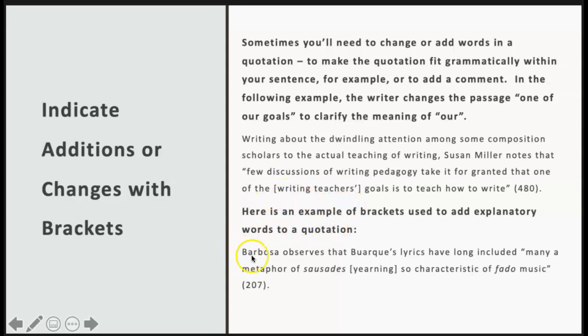Here's an example of brackets used to add explanatory words to a quotation. Barbosa observes that Baroque's lyrics have long included, quote, "many a metaphor of [saudade's] yearning, so characteristic of fado music," end of quote. So this bracket that has yearning in it tells us what is meant by that term. All right, period after the parentheses. We've already identified Barbosa in this sentence.